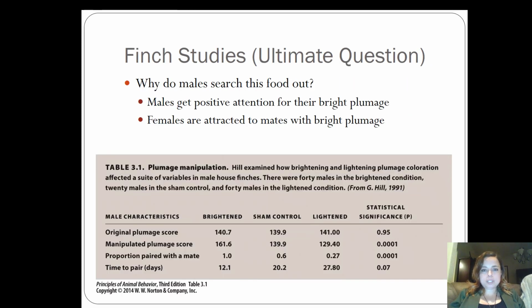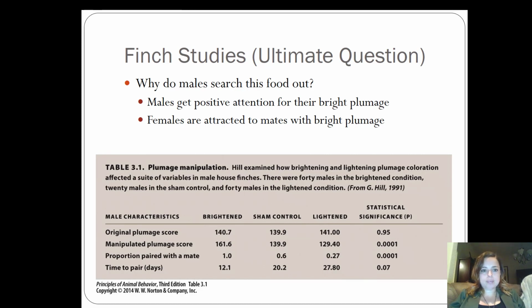For an ultimate question, we might ask something like, why would males of this species overall search this food out? And that is when we start to consider how they get positive attention for being more brightly colored and how females are more attracted to that.